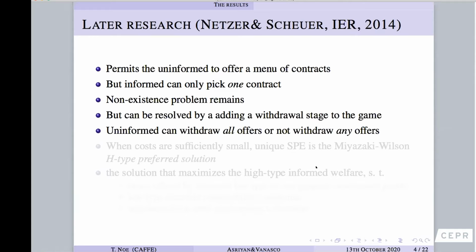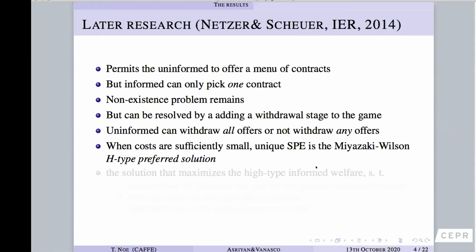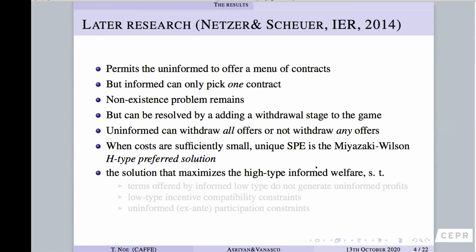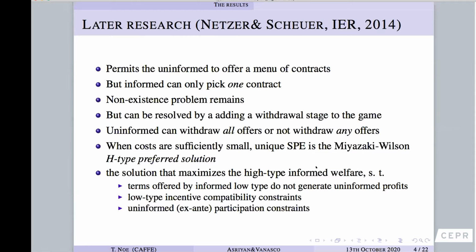It seems like their model is designed to support a particular allocation, which I'm just going to call the H-type preferred solution, but it could also be called the Miyazaki-Wilson solution. And this solution has the property that it maximizes the high type informed welfare subject to the low type basically getting fairly priced. Well, it's kind of hard to say fairly priced here because there's a gain from trade, but the buyer of the low type security is not making any profit. The low type's actions are incentive compatible and the informed agents' ex ante participation constraints are satisfied. So he could lose on one of the contracts and win on the other, but as long as he doesn't lose overall, that's fine.